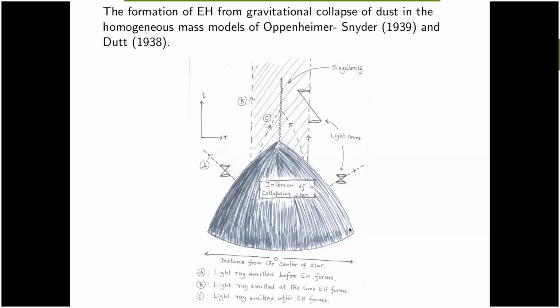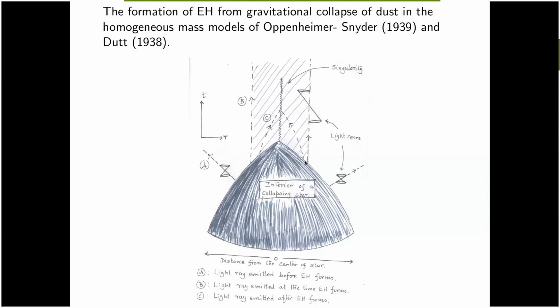So the collapse starts at this point, let's say at t equal to 0, and the sphere starts to collapse and starts to get smaller and smaller in size because of the gravitational pull. Now, this dotted line here is the r equal to 2m line.